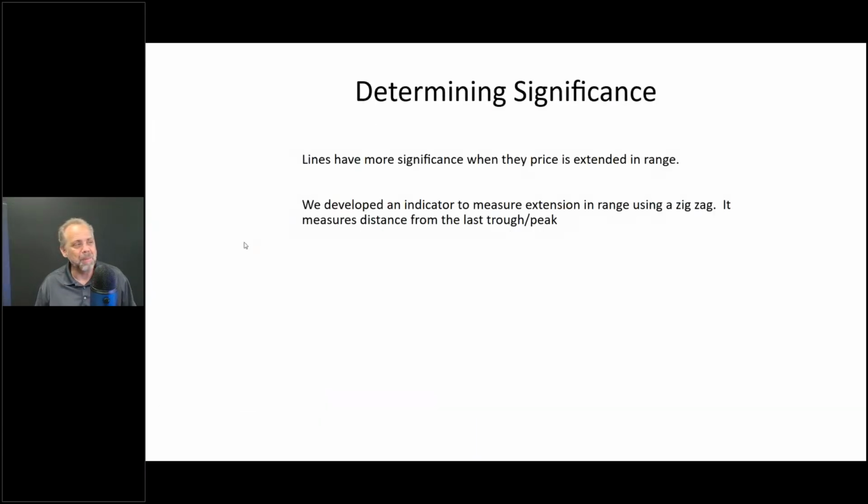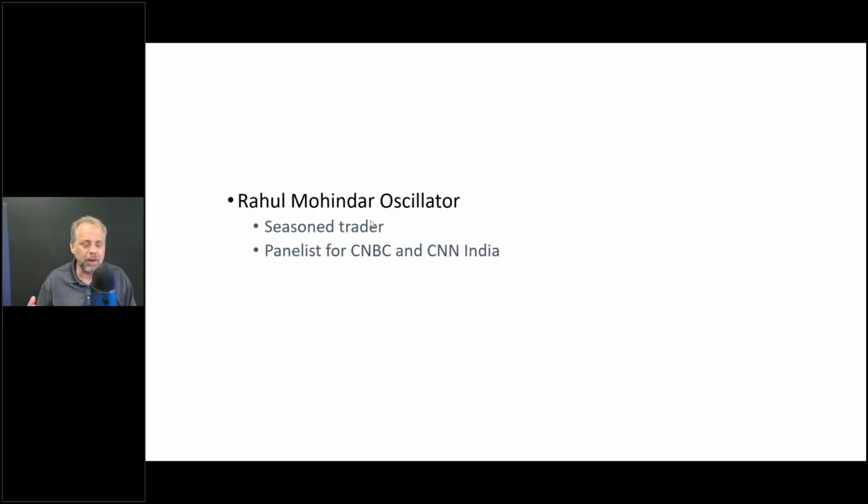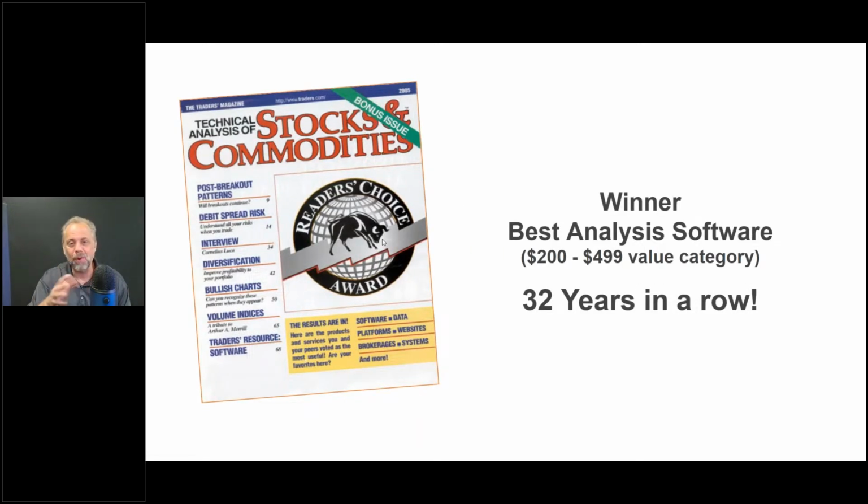Yeah, that's the Haguro method. We talked about significance, the significant events. That'd be your candle 3, your candle 15, or when Haguro crosses above the midpoint. If we had a little bit more time, those are the scans that we wrote. Show me all the stocks that have a candle 3, a reversal candle, so I can keep track of them. A candle 15, a reversal candle, or show me stocks that are going from a bullish mode to a bearish mode. Those are the scans that you can run. All of those are included. There's the RMO info that I was looking for at the front of this presentation. It got reordered, anyway, not important.